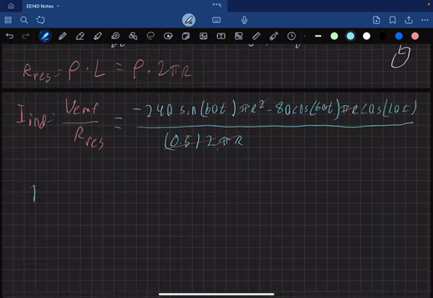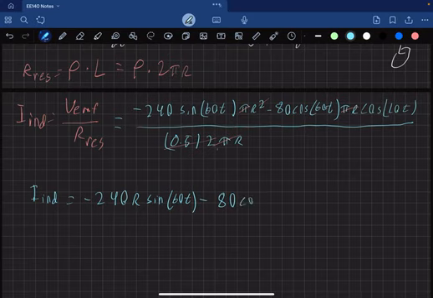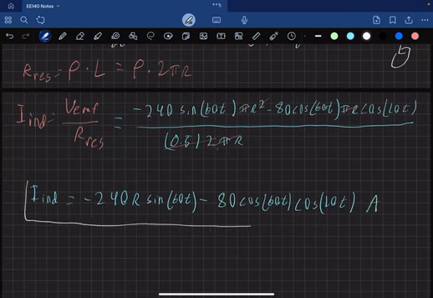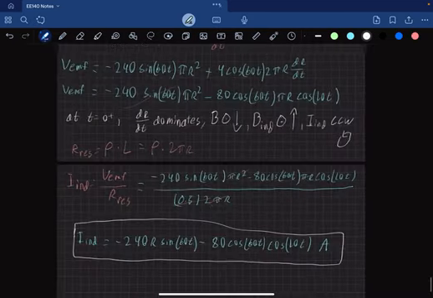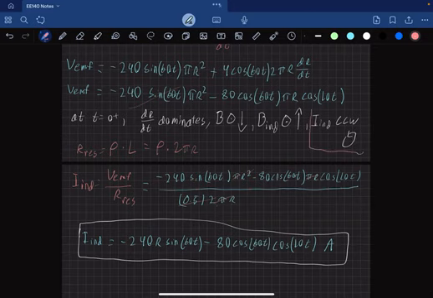What is our final equation? I induced equals negative 240 r sine 60t, I'll subtract this by 80 times cosine of 60t multiplied by cosine of 10t. This is all in amperes. So this is our second component of our final answer. That's the magnitude, and we found the direction earlier.